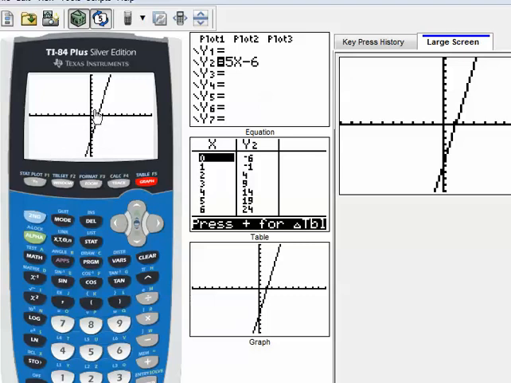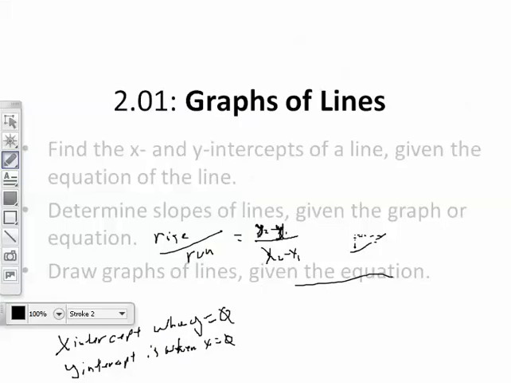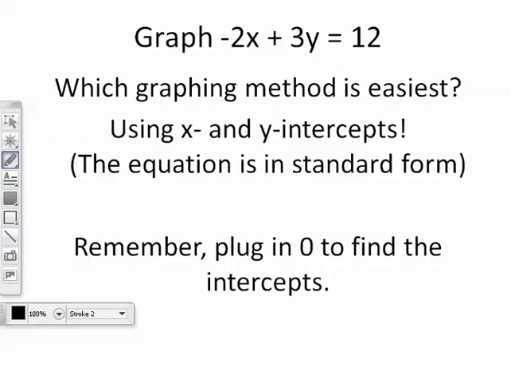If I stuck y is equal to 0 and solved it, I would get 6/5 over here. Okay? And that's where the x-intercept is. Connecting the 2 points. All that simple. Okay? So, which one do you think is easiest? Using the x and the y-intercepts, the equation in its standard form?